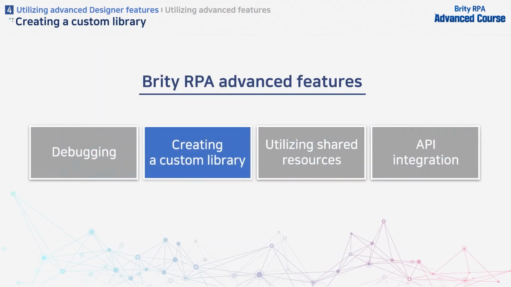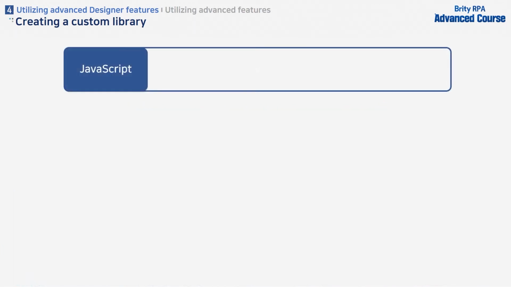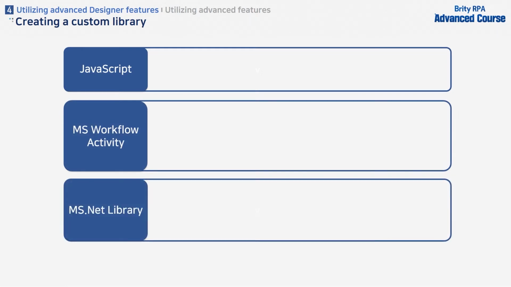Next, let's learn about the custom library feature. In the project, users can define a customized library or import an external library and use it just like any other internal library. The custom libraries include JavaScript, MS Workflow Activity, and MS .NET Library.